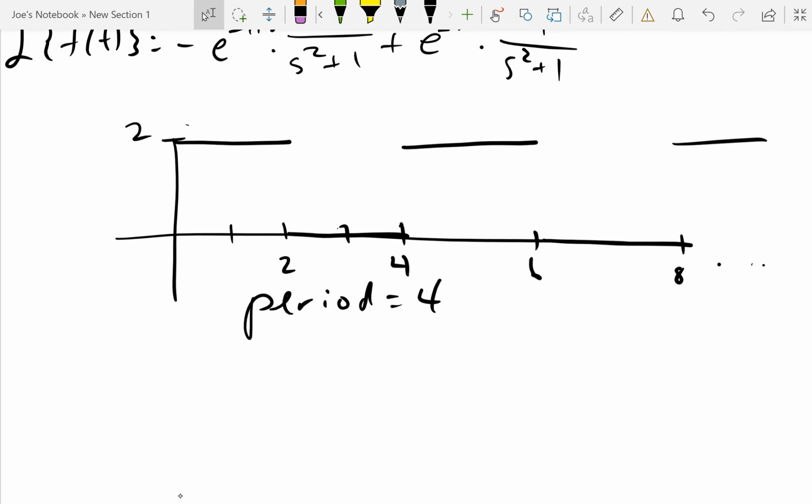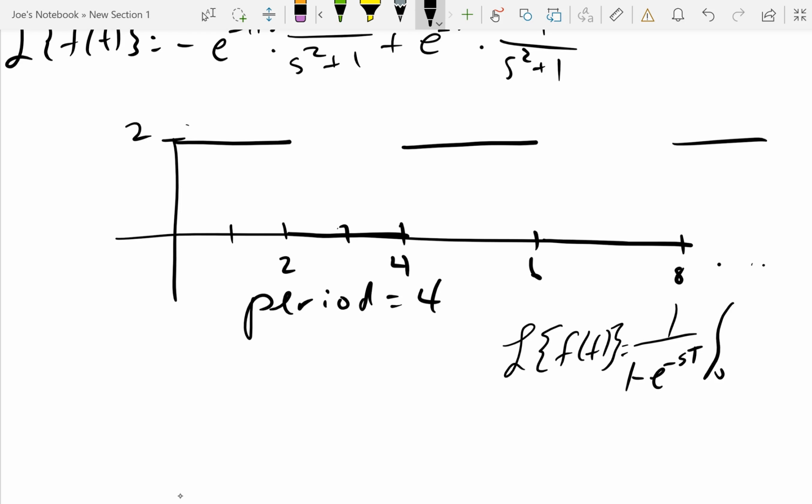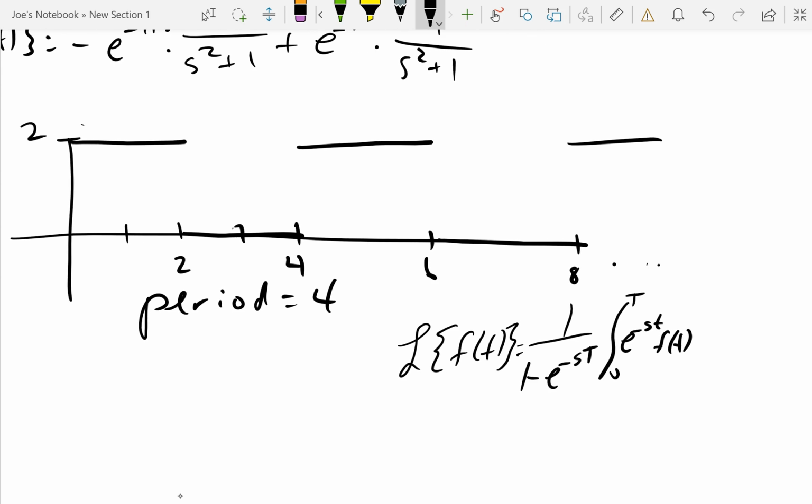The theorem we're using in this case is if we have a periodic function, the Laplace transform of the periodic function will be 1 over 1 minus e to the minus s times the period, where capital T is the period here, times the integral from 0 to the period of e to the minus st f of t dt.